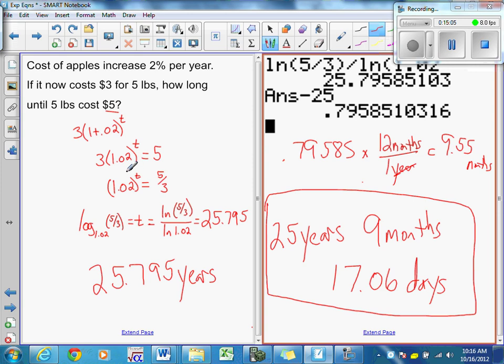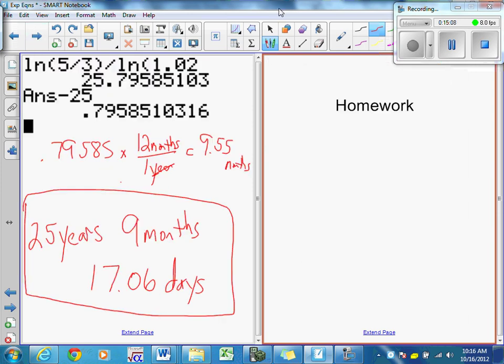Okay. All right, homework, worksheet, exponential equations.